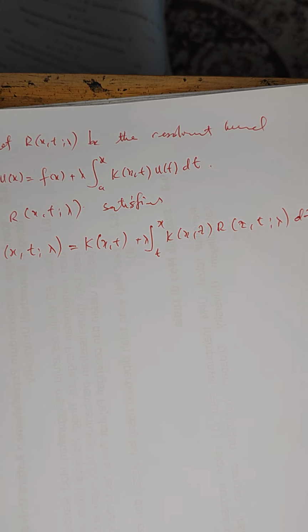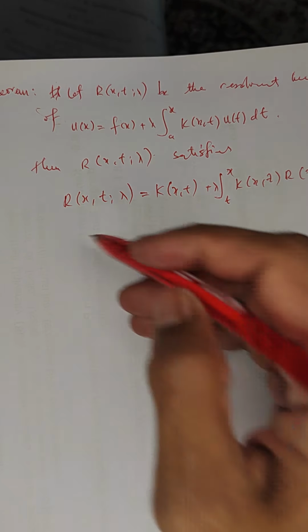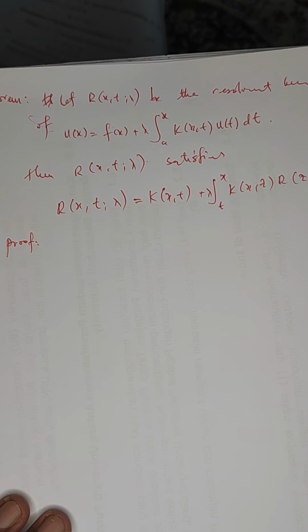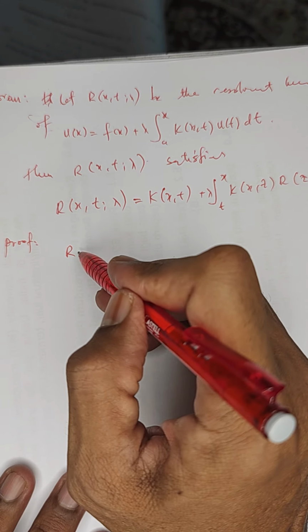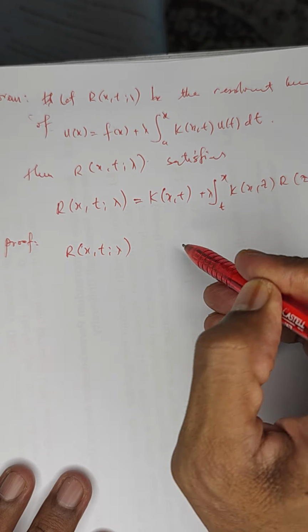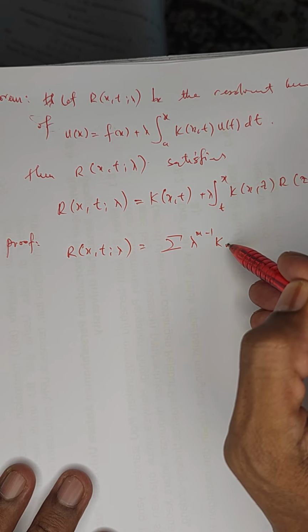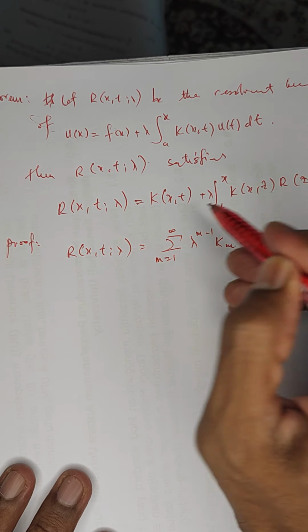It's not really difficult to prove that. You just need to use the iterated kernel and the properties of the resolvent kernel as well. Okay, now, to prove this, we know that the resolvent kernel is given as R(x,t;lambda), which is a summation of lambda^(m-1) K_m(x,t), where m goes from 1 to infinity.